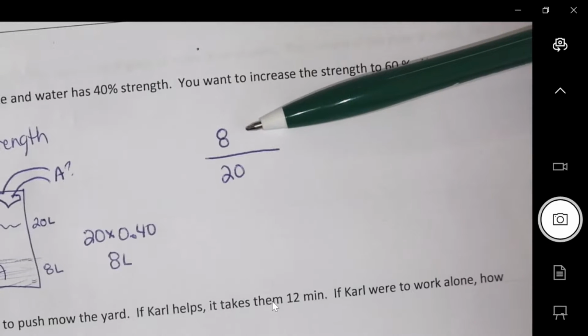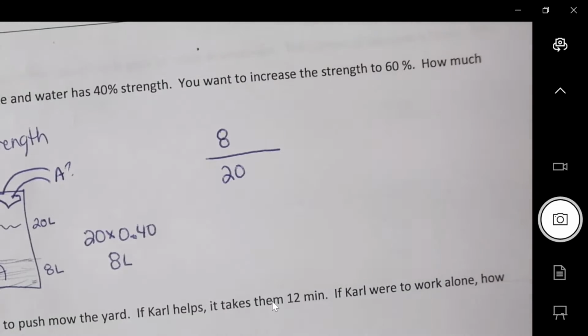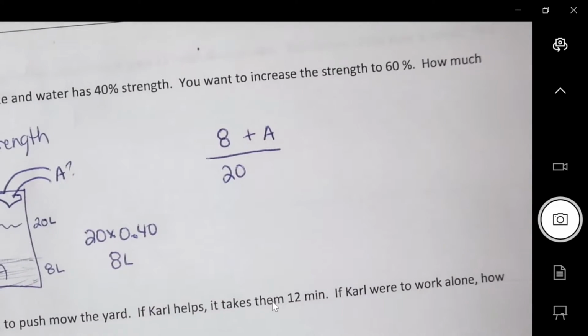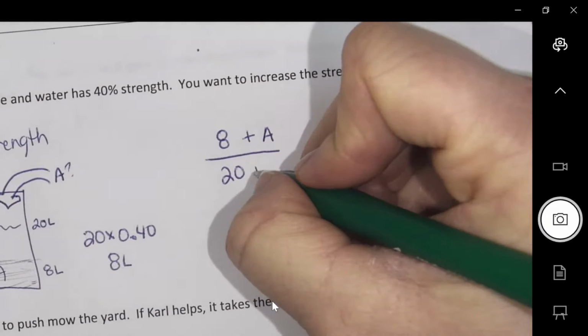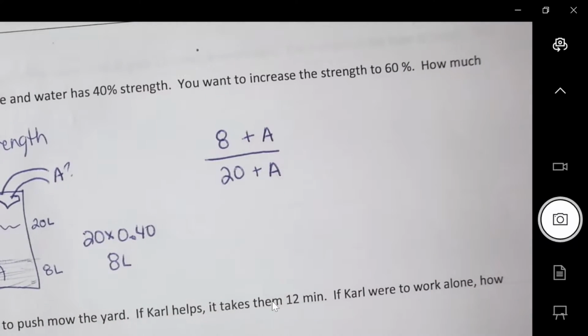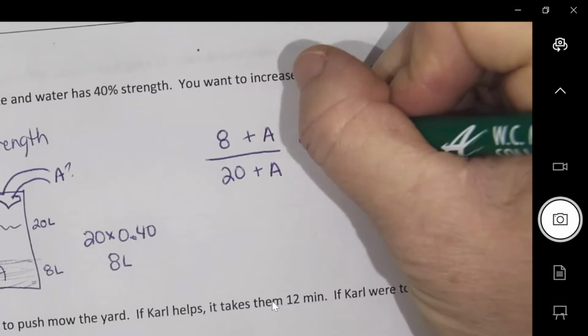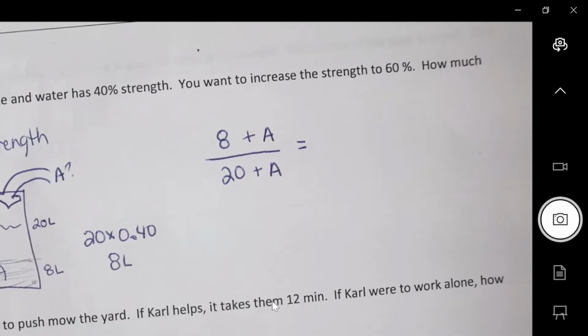So what happens to the 8 liters of antifreeze? It's going to increase. I'm pouring more antifreeze in there. And what's going to happen to the 20 liters inside the entire jug? It's going to also increase. Then the result is that I want to be 60%.